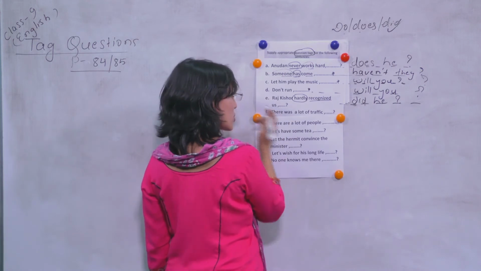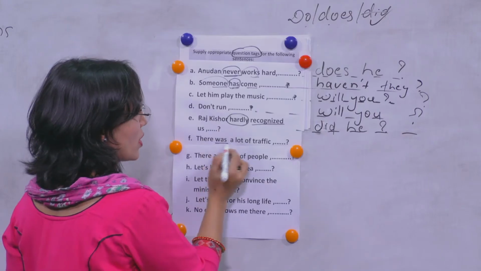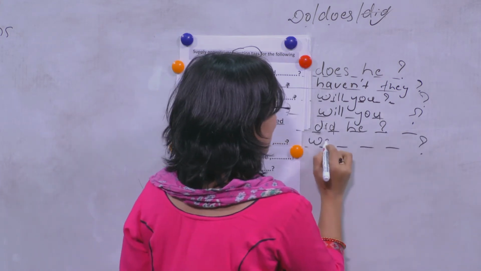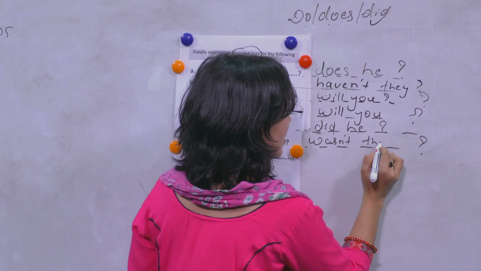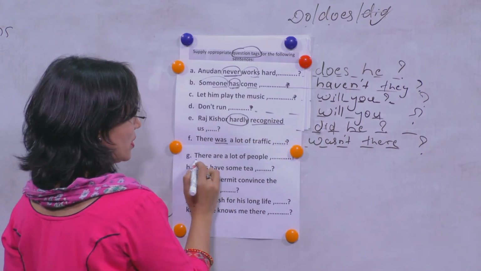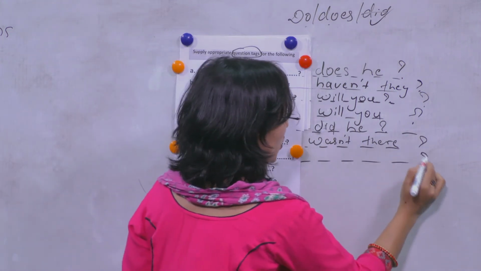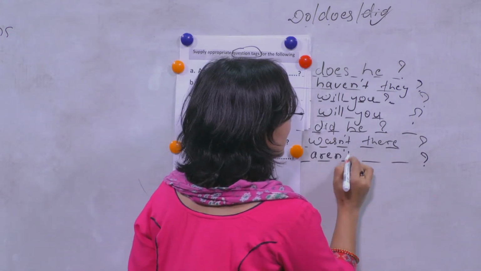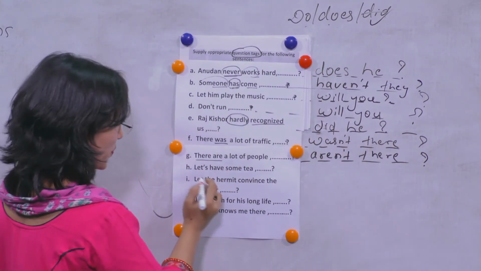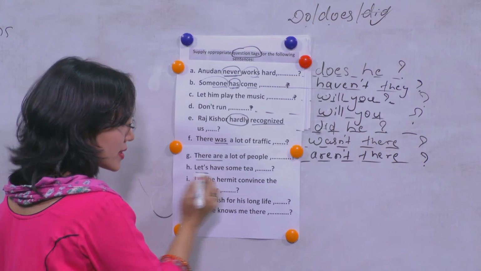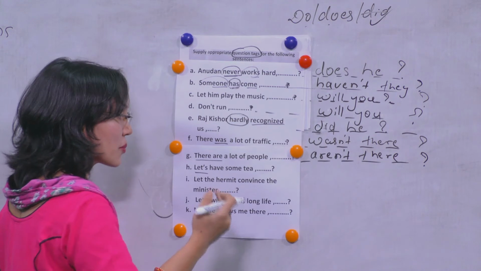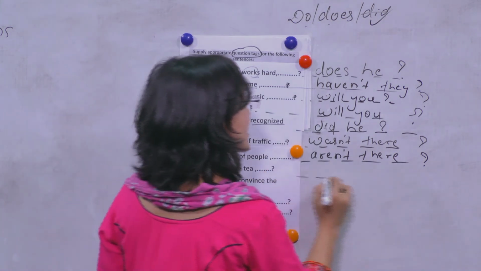Now next one, there was a lot of traffic. Was, so wasn't there? Wasn't there. Now next, there are a lot of people. Aren't there? Hope you have already done. Aren't there. Okay, let's have some tea. Now let's is different from this one. Let's means you plus somebody. That's why what do we write? Shall we?